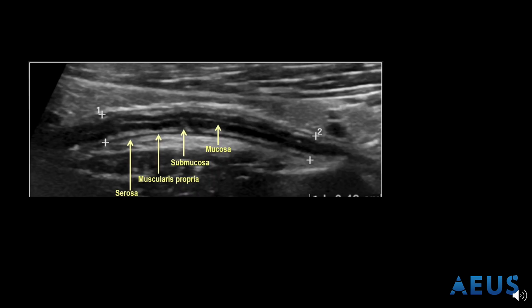Here you can see the structures of the appendix with an ultrasound. So the appendix is a worm-like structure or a finger-like structure, basically a blind ending tube. It has multiple different layers. The outermost layer called serosa, followed by the muscularis propria, the submucosa, and then the mucosa. The appendix tends to be anywhere from 2 to 20 centimeters long, which is a huge range. However, the diameter tends to be less than 6 millimeters for a normal appendix.